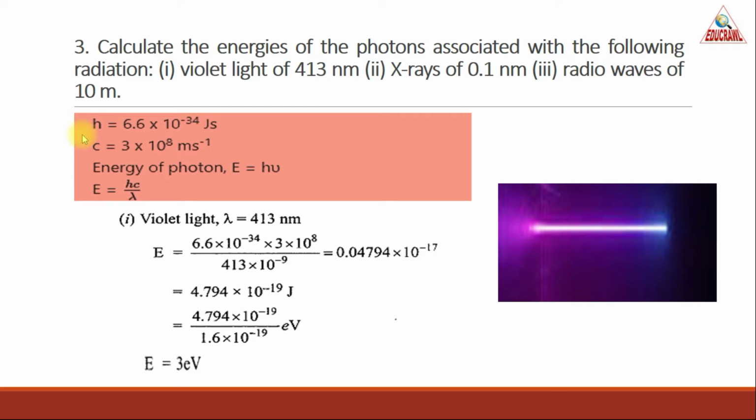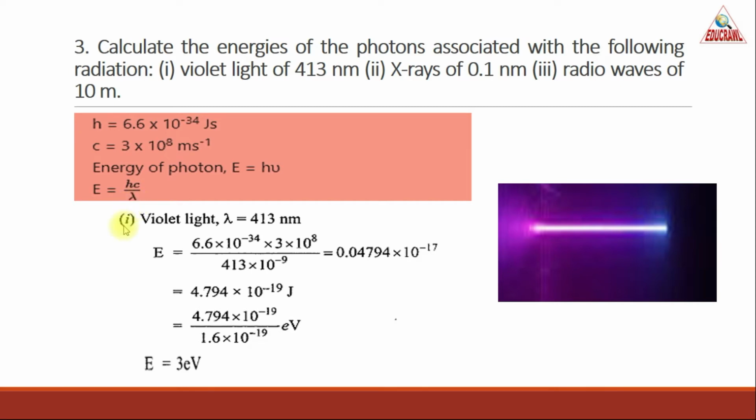We will start with the given data. h, Planck's constant, is equal to 6.6 into 10 power minus 34 joule second. c, the velocity of light, is 3 into 10 power 8 meter per second. The energy of a photon E is given by E is equal to h nu. Nu is equal to c by lambda. Hence E is equal to hc by lambda.